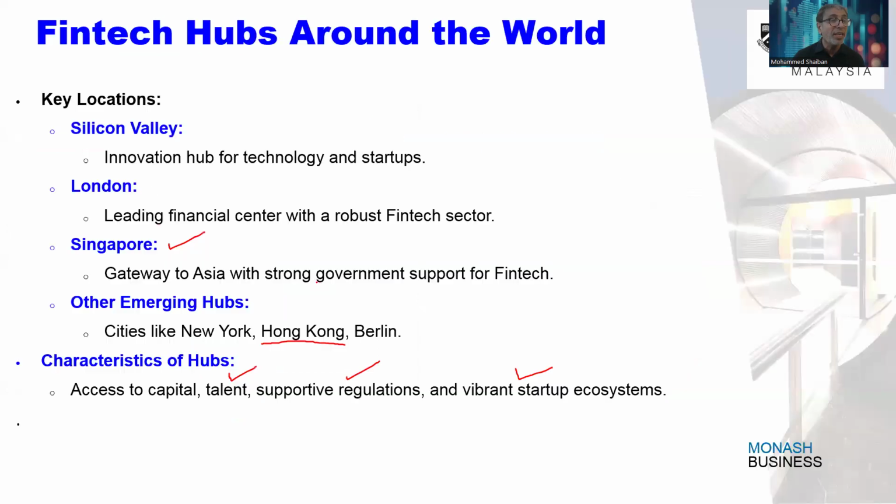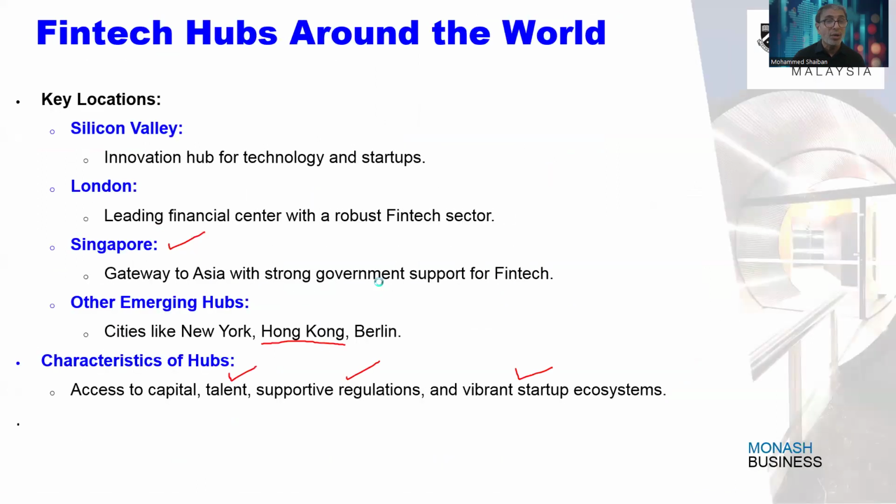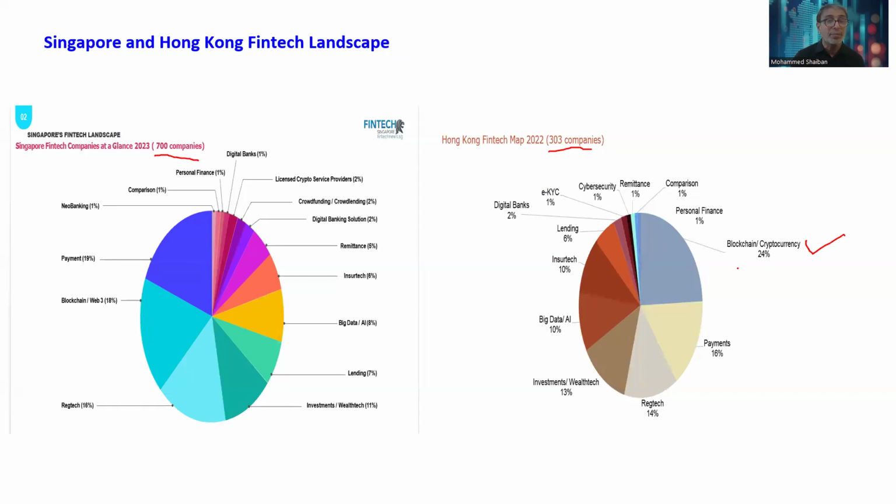Blockchain in Malaysia was very minimal. If you look at blockchain in Malaysia, it's only 7%. If you go to Hong Kong, you will find it around 24%, which is more advanced. The quality of those startups, the payments, 60%, and also RegTech is high here. So this is something you want to look at when you go around.